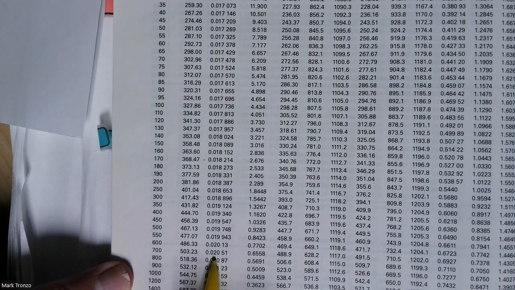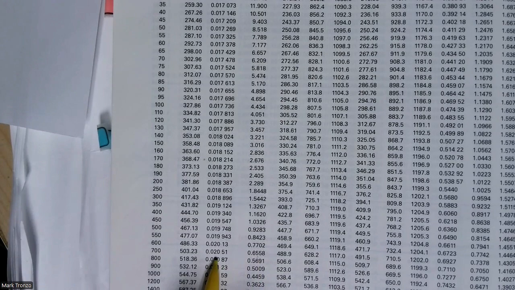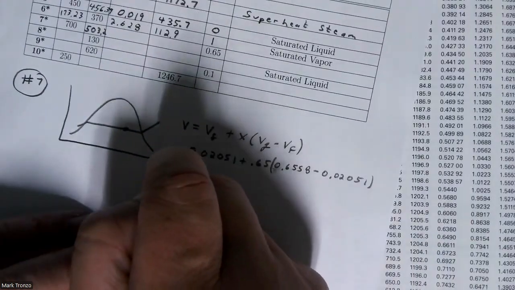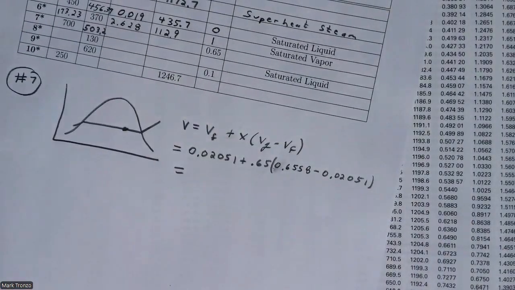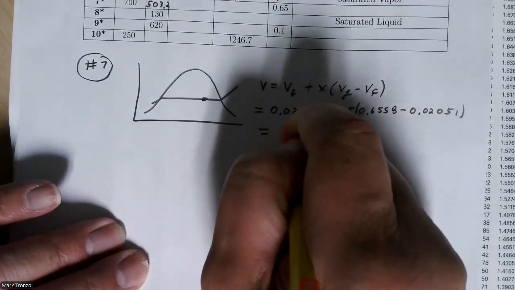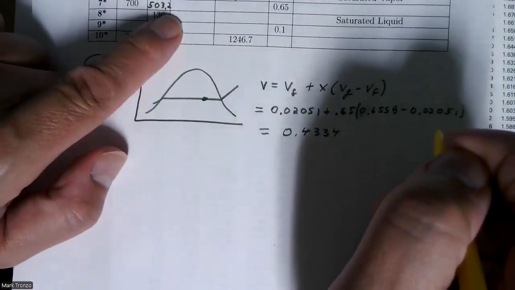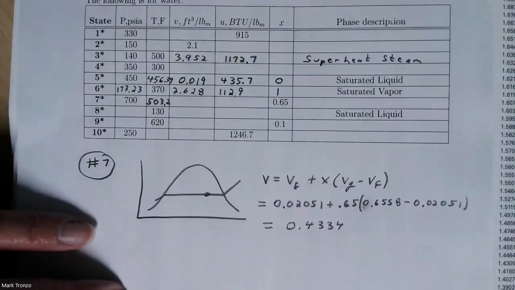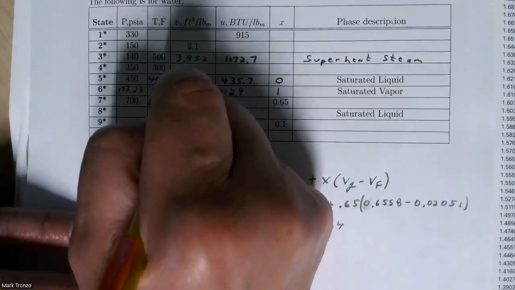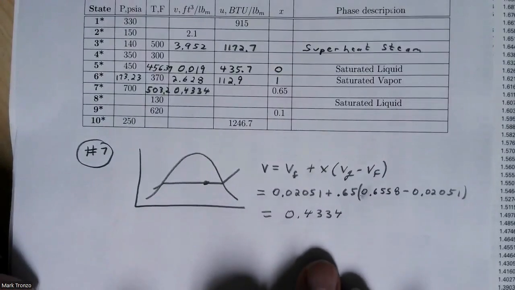Our VG was 0.6558. Our VF is 0.2051. And when I put that in my calculator, I got something like 4334. And so we can put that up in our graph here, 4334. Again, you might get slightly different. Your table could be just slightly different.